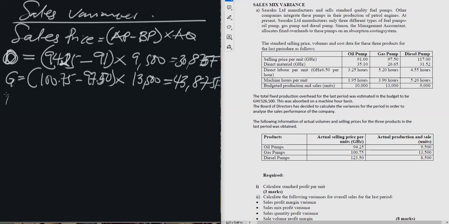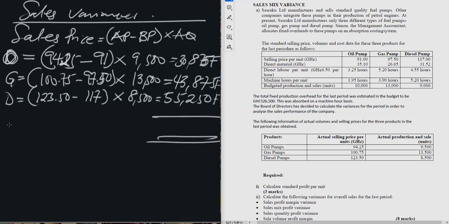Now, when it comes to diesel pump, let's work it out. Diesel pump is actually sold for 123.50, but when you look at the standard, it's 117. The actual quantity was 85. This also gives us a favorable variance, which is 123.5 minus 117, all times 85, and that gives us 55,250 favorable.